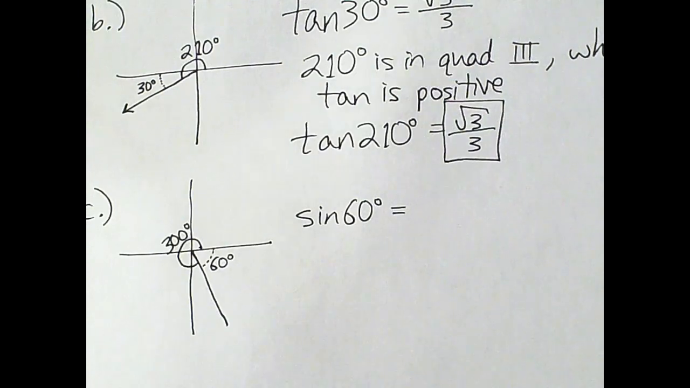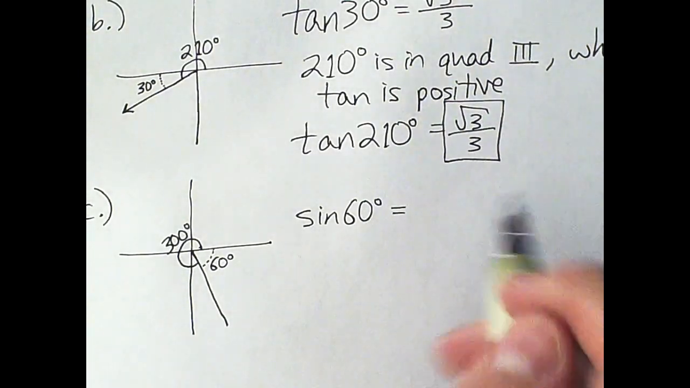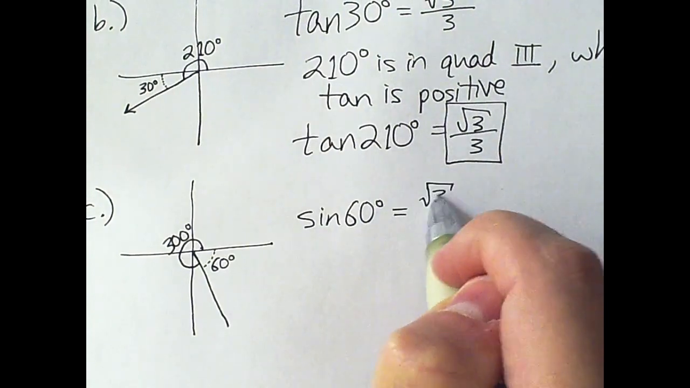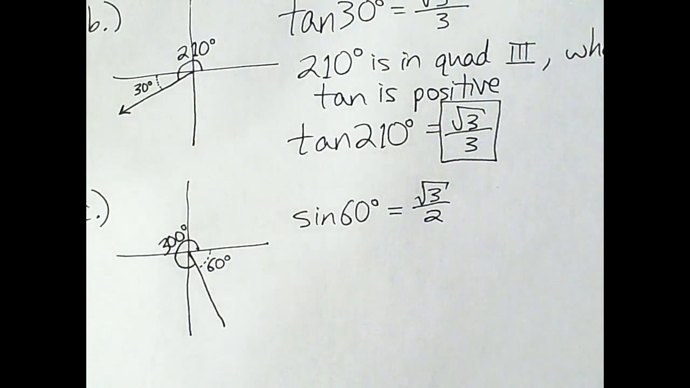Sine of 60 degrees you should be able to do by now. You can do this with unit circle, radians. You could just remember whatever method you want. You should know that sine of 60 degrees is root 3 over 2.